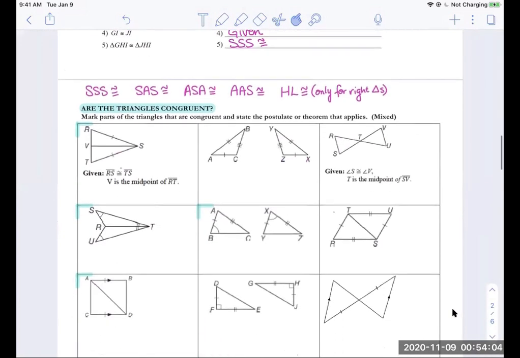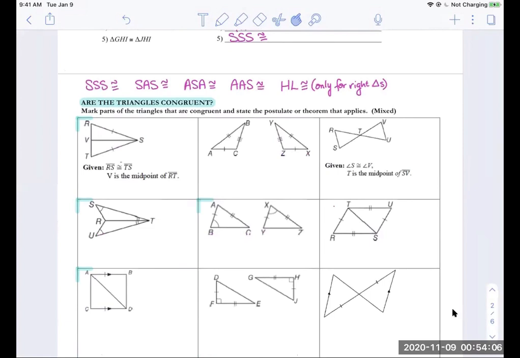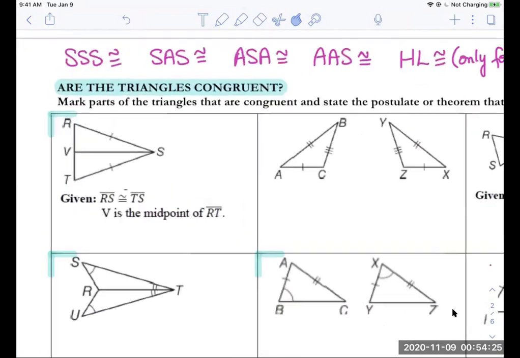Okay, we're going to do a few examples down here just to make sure that things are making sense. So I'm going to walk you through 5 of these problems. Are the triangles congruent? Mark the parts of the triangles that are congruent. State the postulate or theorem that applies. I want you to get in the habit of doing that, especially at the beginning here.